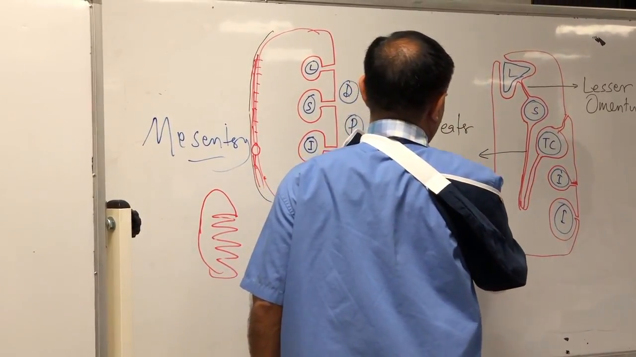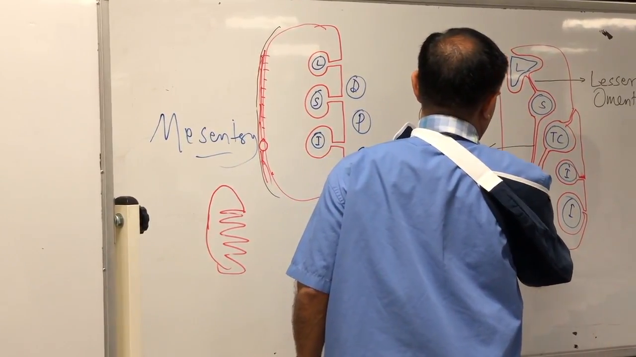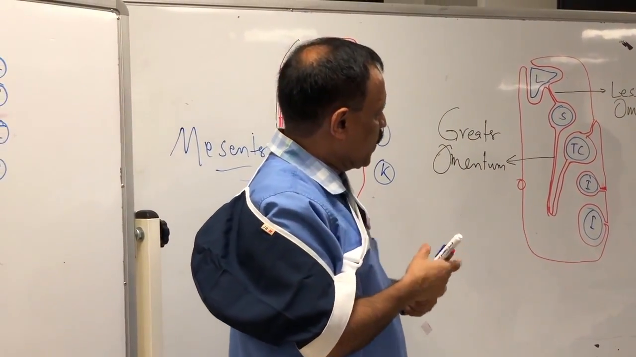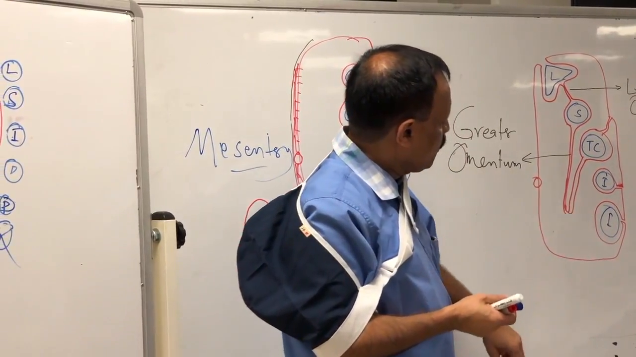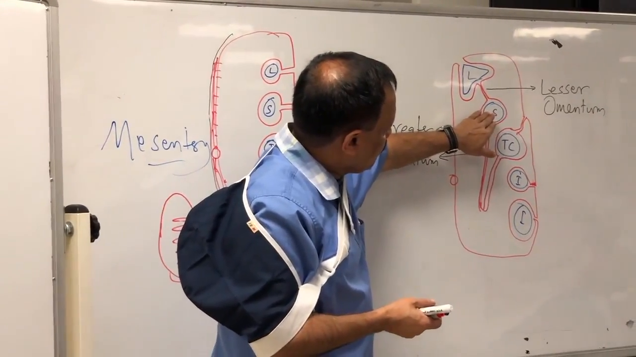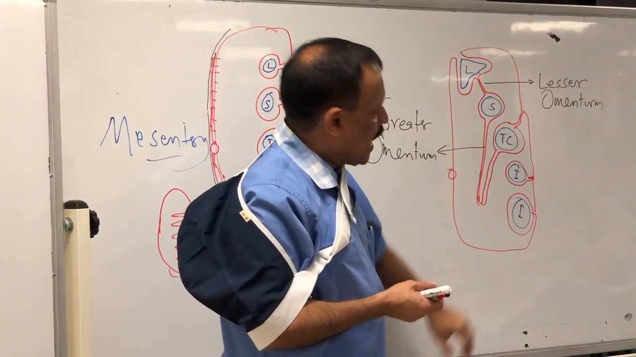Greater omentum. What is greater omentum? It is basically a four-fold of peritoneum. 1, 2, 3, 4, four-fold of peritoneum. And it is coming from the stomach back to the transverse colon.